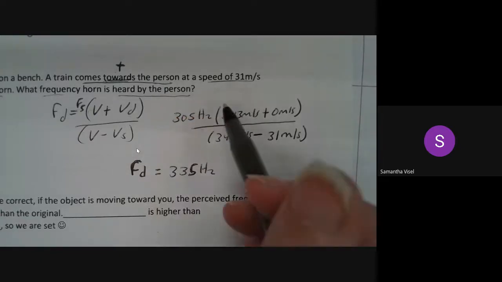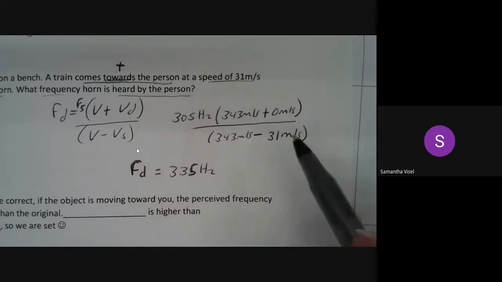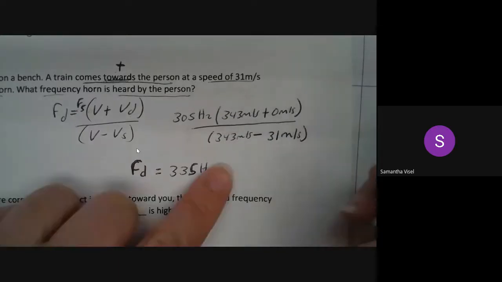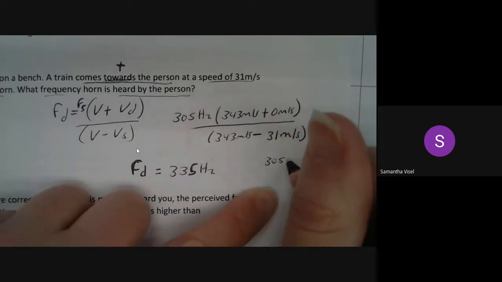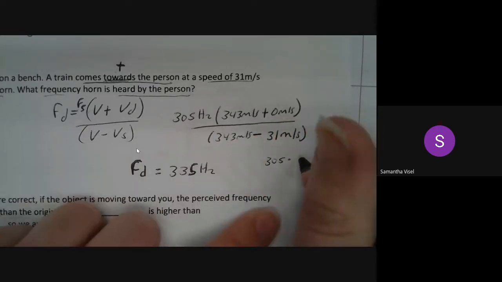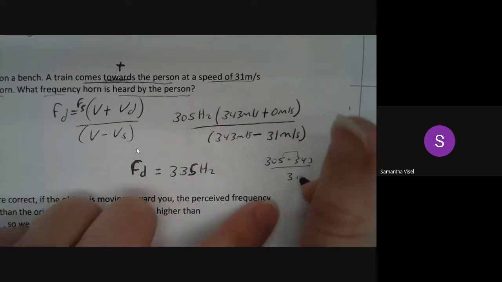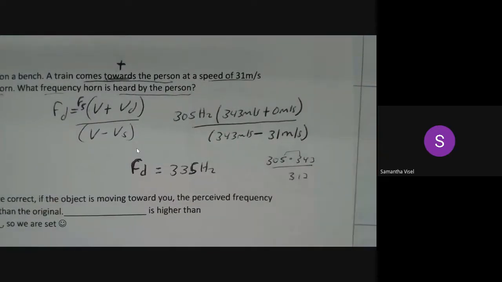Another strategy you could do if you didn't want to enter all this in your calculator is work with it separately. So 305 times 343, get that number, then just subtract this 312. I think it's a little extra steps, but it does eliminate a calculator error for you. So you are more than welcome to do that too if that's easier for you. But we get about 335 hertz for our Doppler frequency.